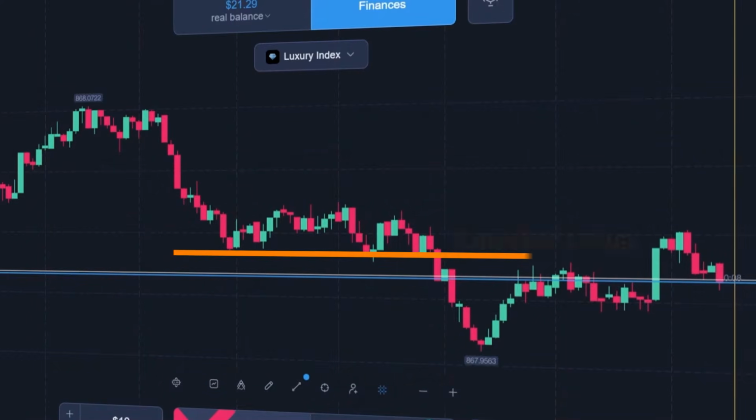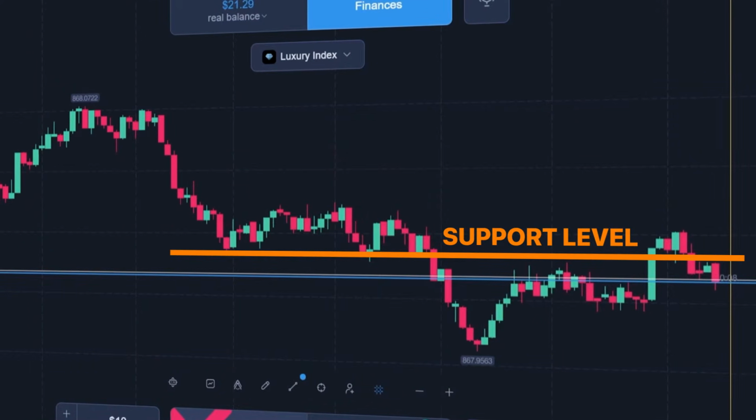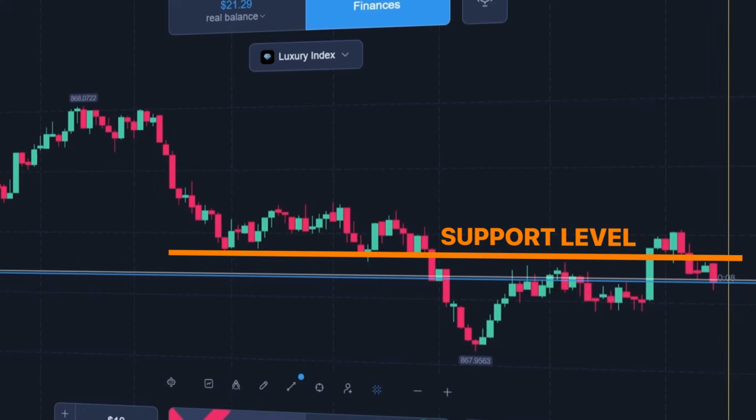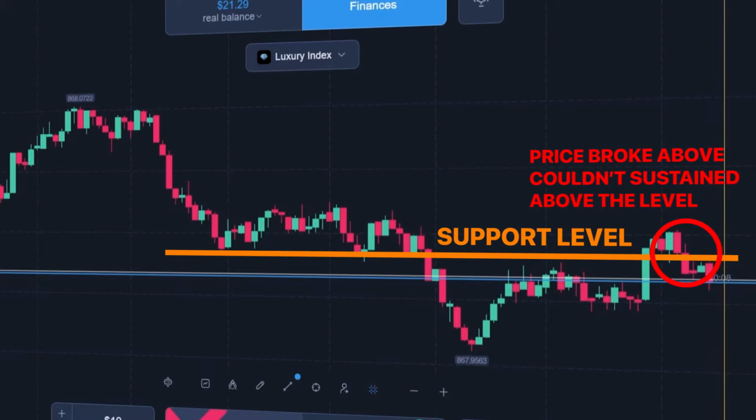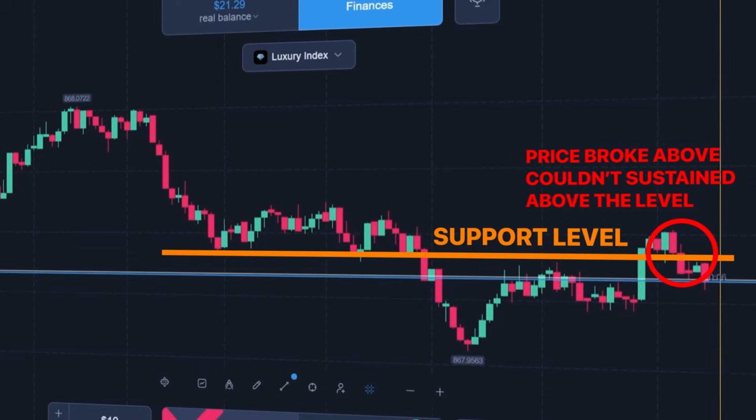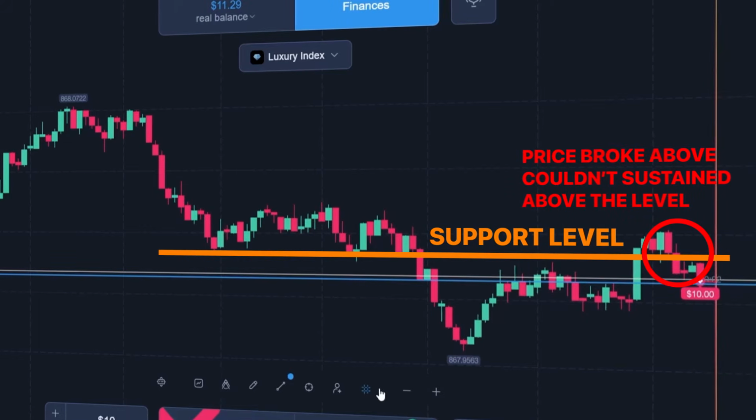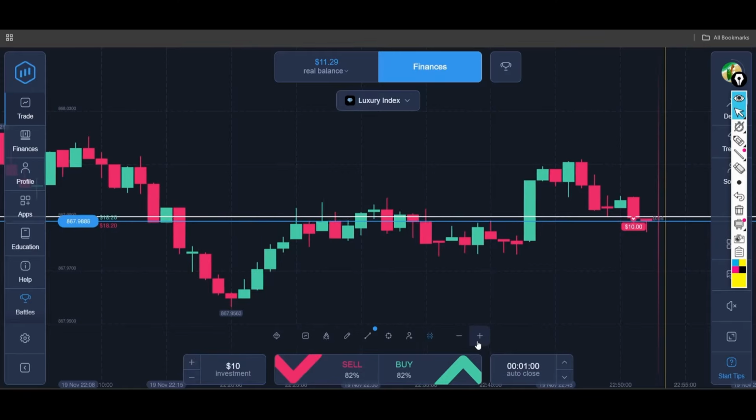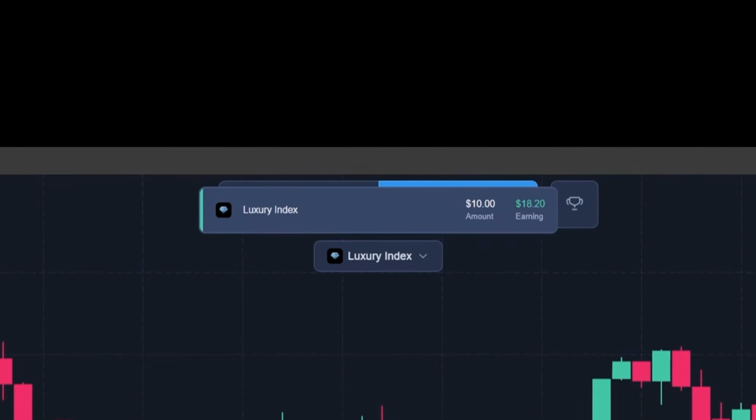We can see the same situation as earlier in this market as well. The price broke the support level and went down. Here, we can see the market tried to break the new resistance level, but was rejected. So, I will place a sell trade on the new resistance level. I've also changed the trade amount to $10. We closed the trade with an $8 profit.